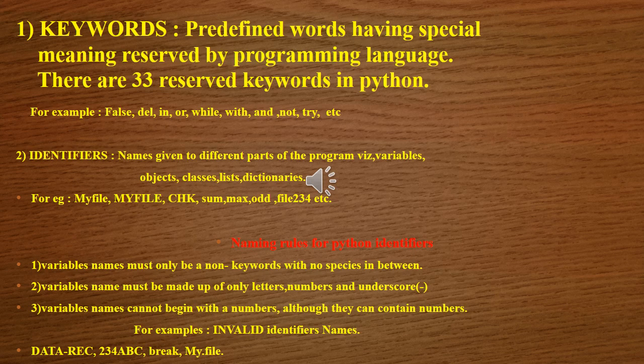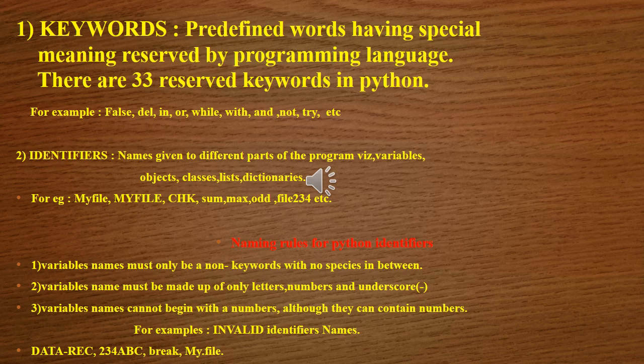The second one, the variable name must be made of only letters, numbers and underscore. Whatever the names of the variables, they must be a combination of letters, numbers and underscore. The third one, variable names cannot begin with a number. This is one of the important naming conventions in Python identifiers: names cannot start with a number. We always start with a letter or underscore.